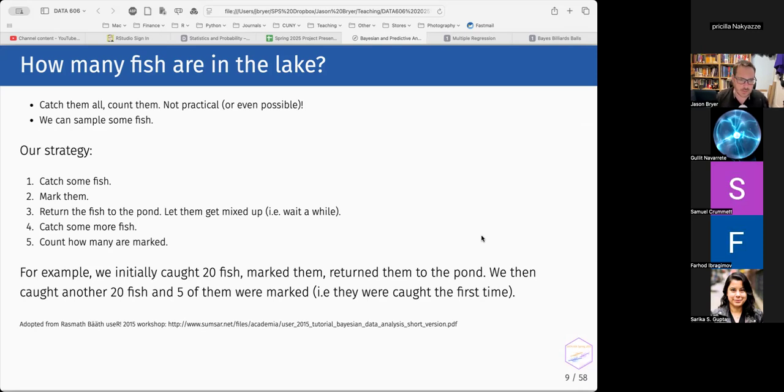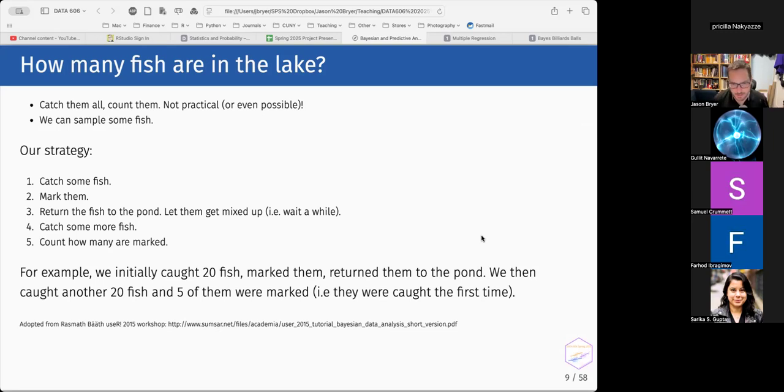We can't really do a census on a lake. So we have to come up with some kind of sampling scheme that allows us to get a good estimate. So the strategy I'm going to propose is I'm going to go out in my boat and catch some fish. I'm going to mark them and return them to the pond. I'm going to wait long enough that they could possibly swim to any place in the pond, so that they could shuffle.